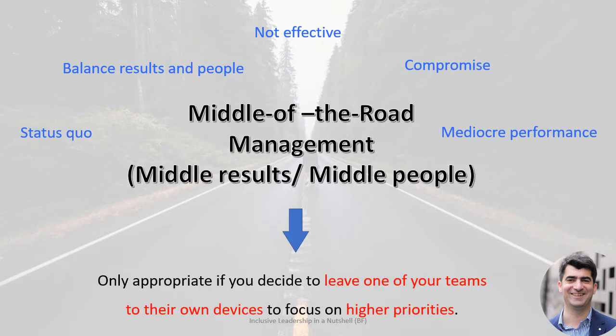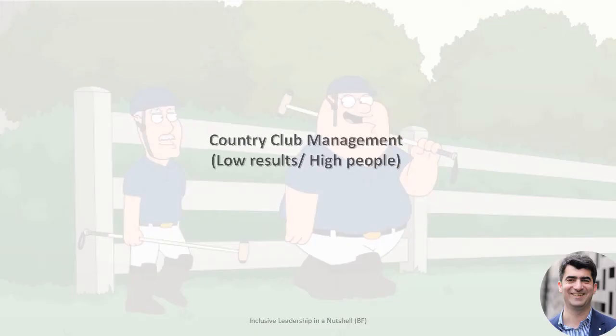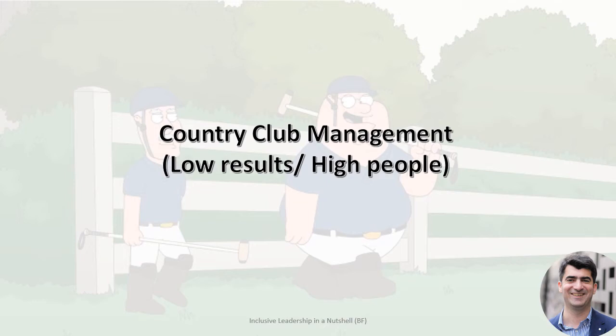So let's see, when do we use this style of leadership or management? I guess this style of leadership or management is only appropriate if you decide to leave one of your teams to their own devices to focus on higher priorities. The country club type of leader is more concerned about the team members' needs and feelings. This type of leader has low focus on results and high focus on people.